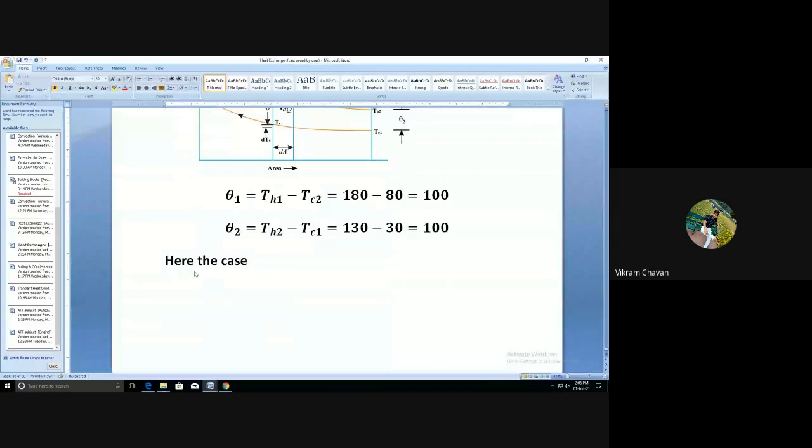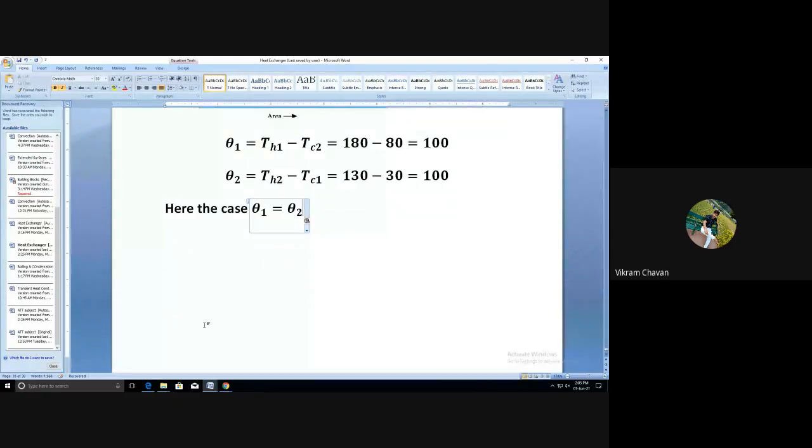where theta1 is equal to theta2, and we have discussed this particular case. What do we have to perform in this case? Theta1 is equal to theta2, so we can consider theta m as theta. We have to consider theta m is equal to only theta.